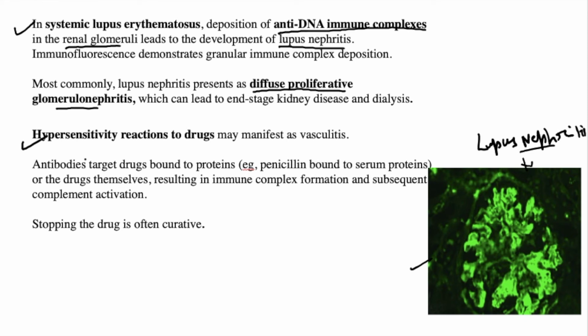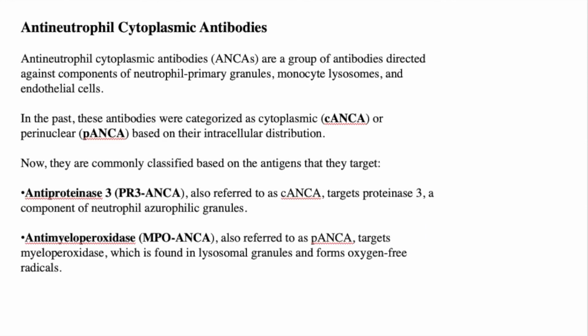Another is hypersensitivity reaction to drugs, for example penicillin. Penicillin is one of the most common offending antimicrobial agents in hypersensitivity reactions, and we know that penicillin binds to penicillin binding protein. Here the autoantibody targets the drugs which are bound to proteins, or sometimes the drugs themselves, resulting in immune complex formation and deposition, further activation of complement and attraction of the neutrophil through chemotaxis to the site of vascular damage. What is the treatment of hypersensitivity reaction to a drug? That is simply stopping the offending drug, which is the curative action.